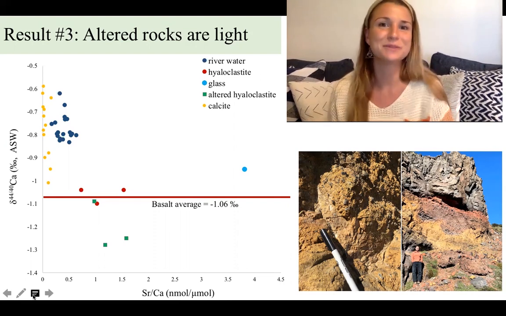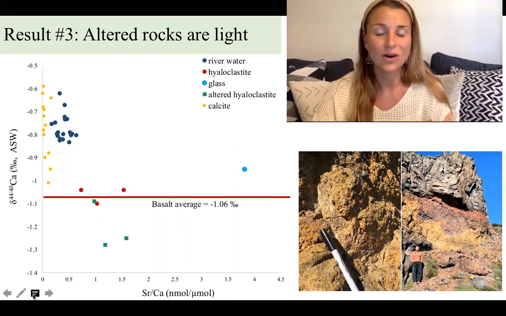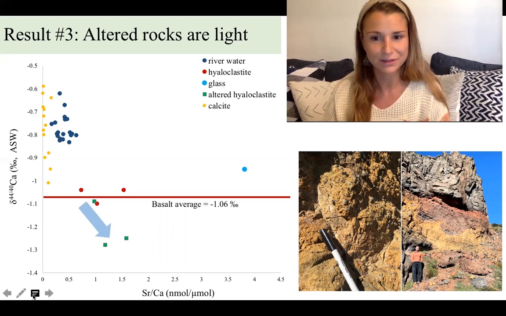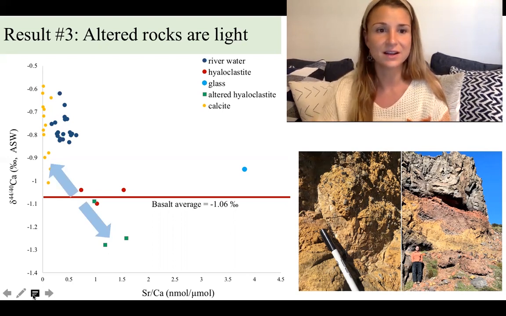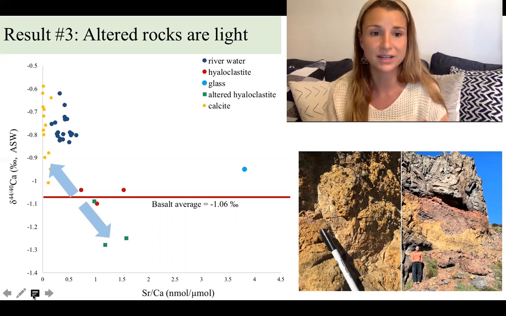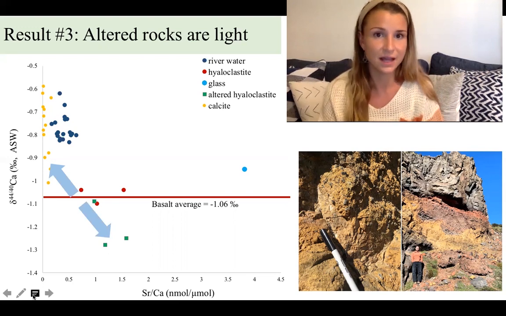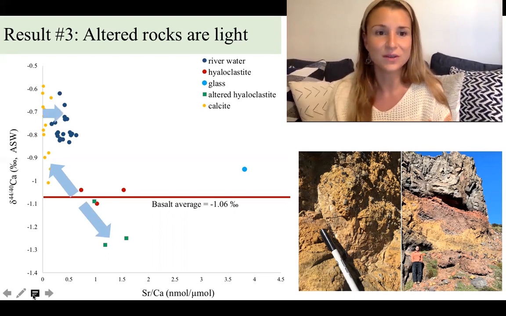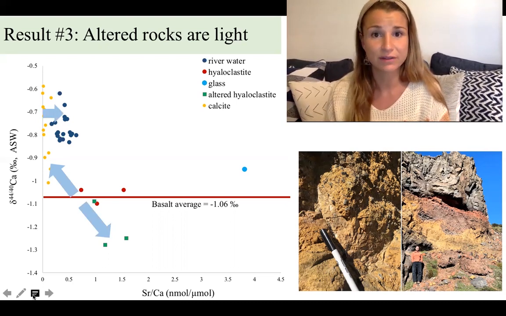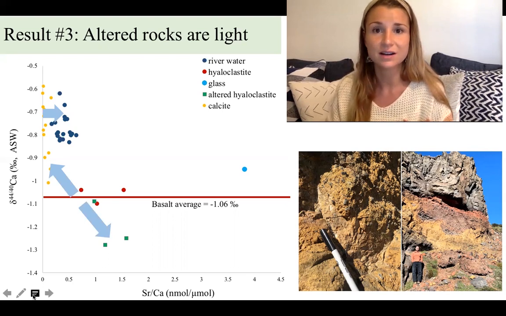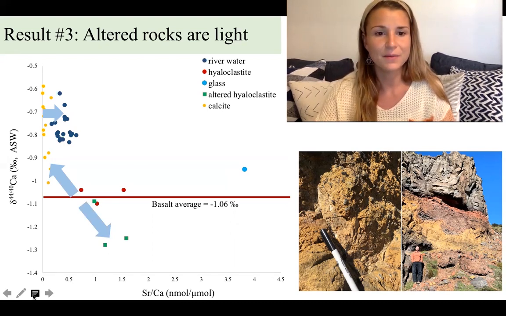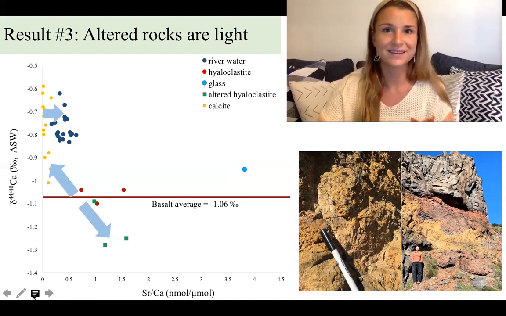So my current hypothesis to explain what's going on here is that alteration of these hyaloclastites is causing fractionation in this direction, with light isotopes being enriched in the altered rocks. And this is therefore causing a residual pool of fractionated calcium to be heavy in groundwaters, from which these calcites in yellow precipitate, which is why the calcites plot above the red line. And also, I think that calcites are controlling river chemistry. So calcite dissolution is causing the rivers to be so far away from the initial basaltic value. So I hope to further investigate this the rest of this year.